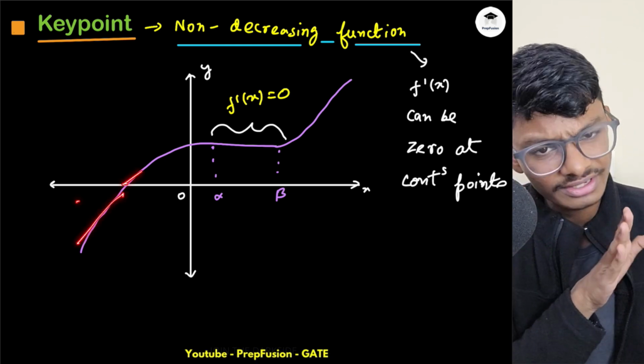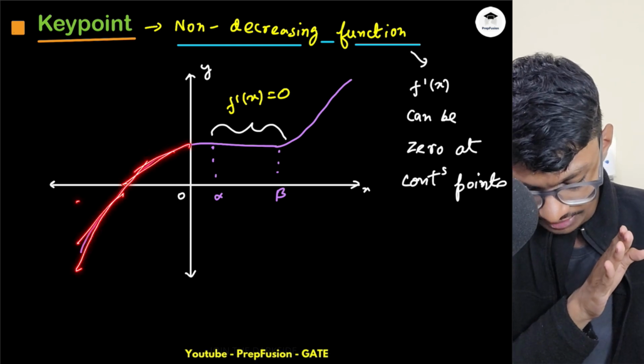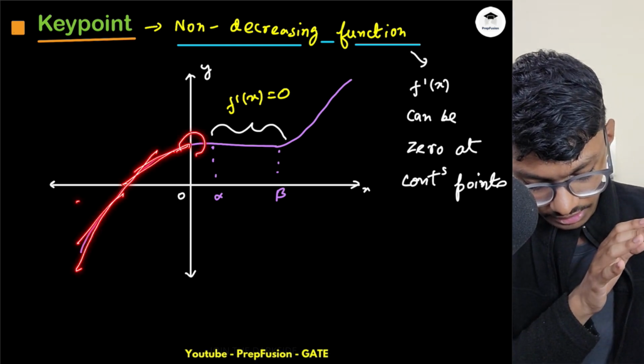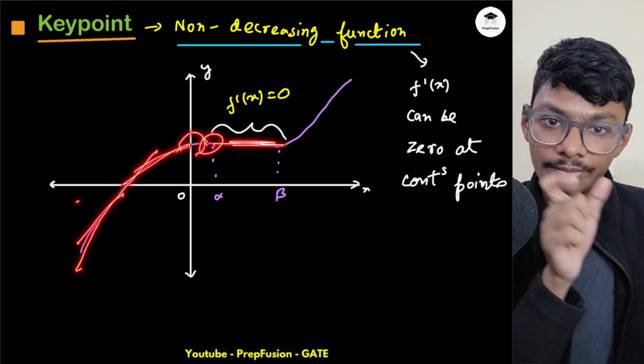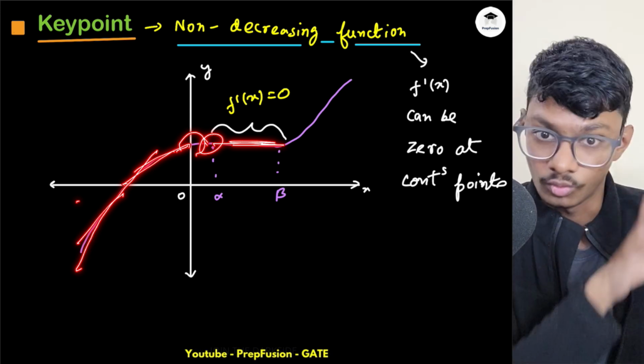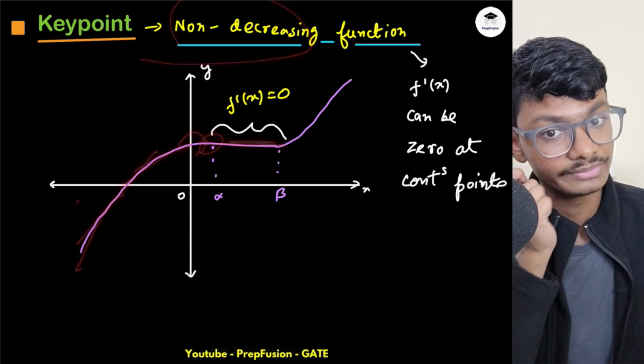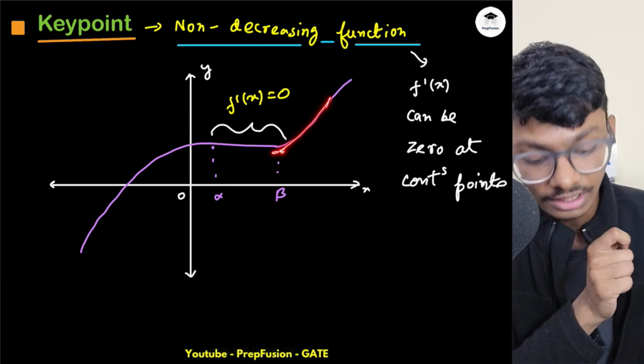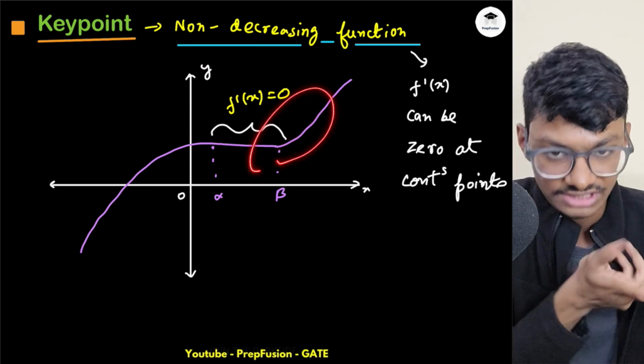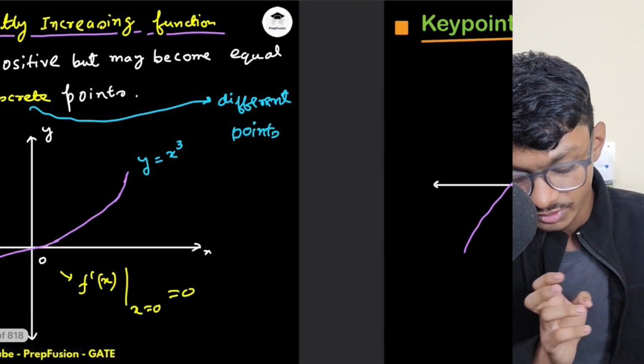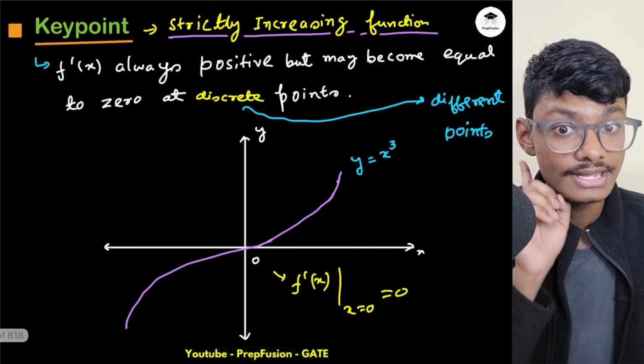Because is this ever decreasing? No. Here also this value is going up, then it stopped around here and it remained constant. But did it decrease? No, it did not decrease. So I can name this as non-decreasing. Again, after this beta, it kept on increasing. So it satisfies non-decreasing. So that is the difference between a non-decreasing and a strictly increasing function.